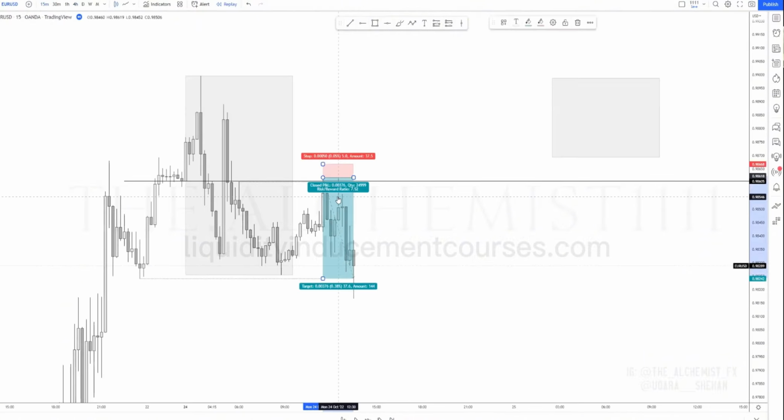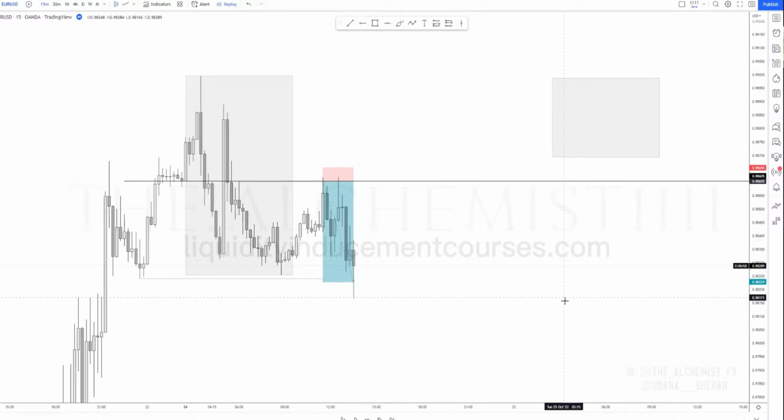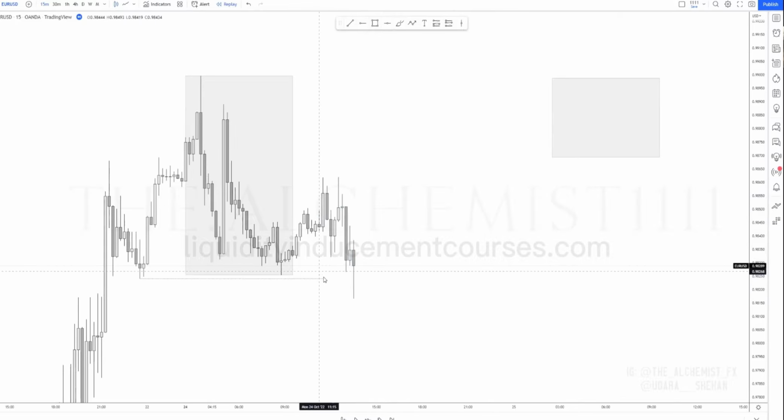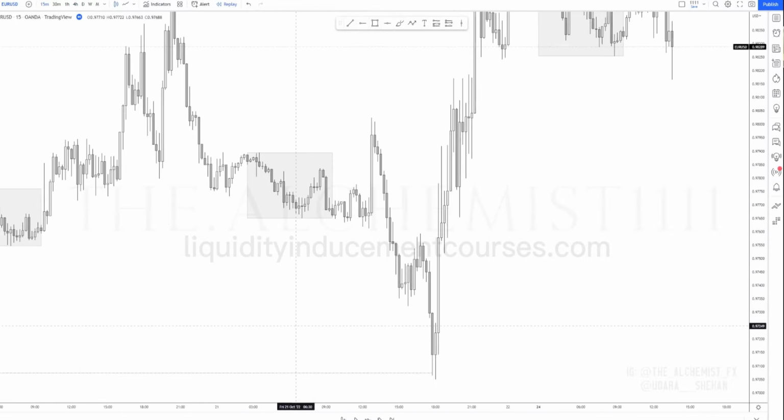See that? Even then, if you use the 5 pip stop loss, you had a nice entry. So it can't even get any better than this, right? This is enough. This is more than enough. Okay, so that's it. Let's see some more. Look at this one.